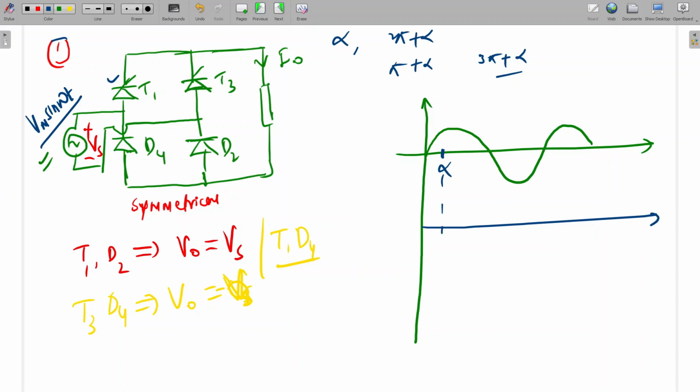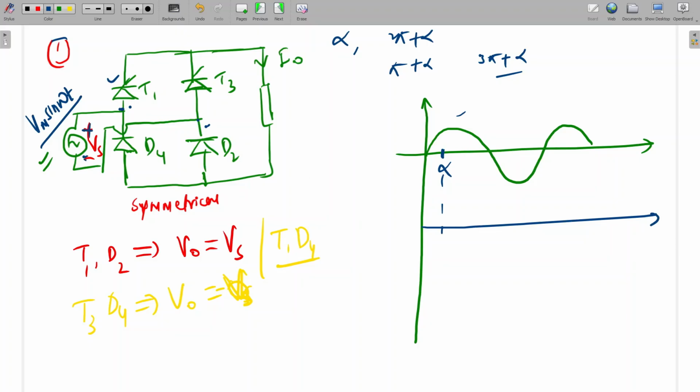This is positive. Positive means here positive is there. T1 is in forward bias, and negative is there means D2 is in forward bias. At this side, if negative is there, D2 is forward bias, positive half cycle, and here positive is there, so T1 is forward bias. So T1 I am firing here. So what will happen? T1 and D2 will conduct.